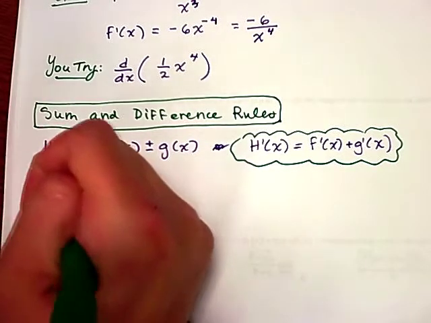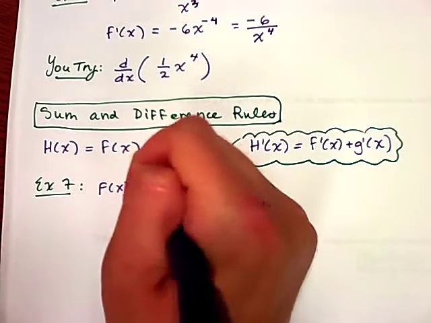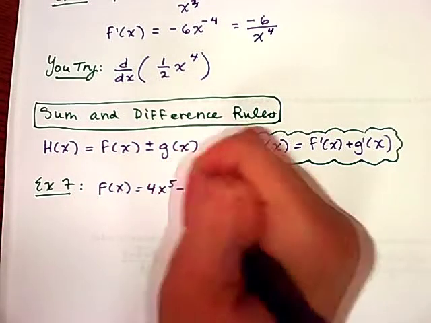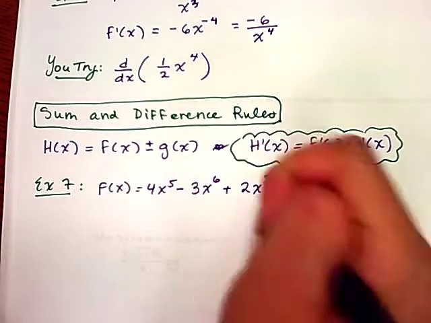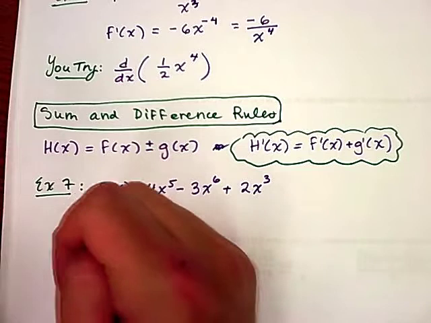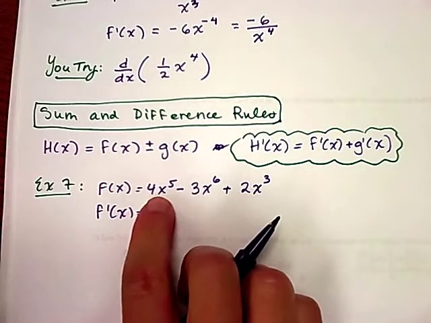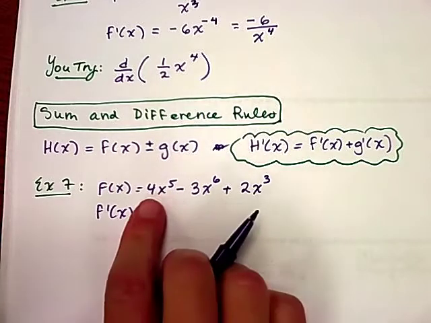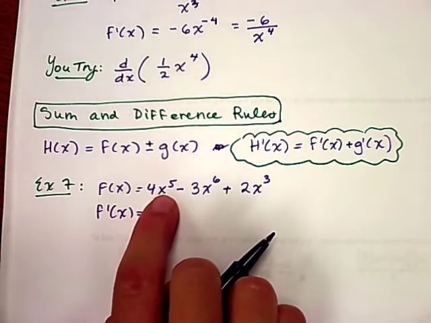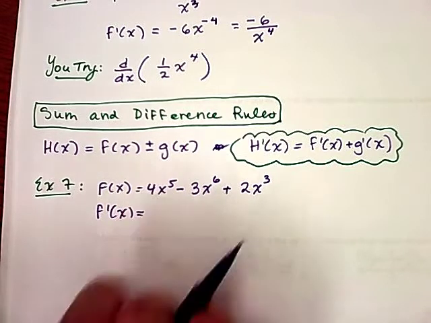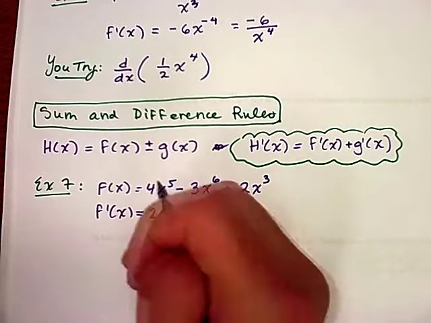We could have something like f of x is 4x to the 5th minus 3x to the 6th plus 2x to the 3rd. And then if I wanted to take the derivative, I just take it one term at a time. So the derivative of 4x to the 5th means, now notice we're combining three rules at once here because this is a constant times a power, right? So we're going to use the power rule here and then multiply it by the constant. So I end up with 5 gets multiplied to 4 and gives me 20x.